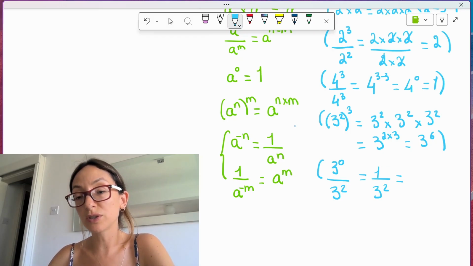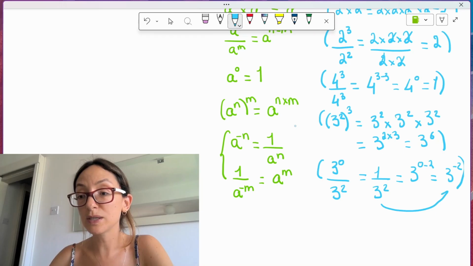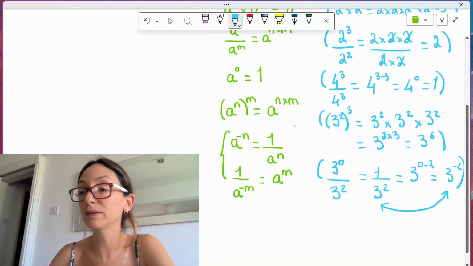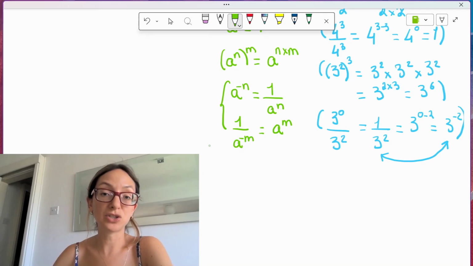So this also should equal 3 to the power of 0 minus 2, which is 3 to the power of minus 2. So you see, 3 to the power of minus 2 is exactly the same thing as 1 over 3 to the power of 2. Now, what about fractional indices?